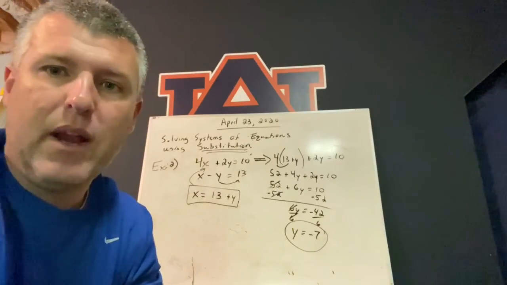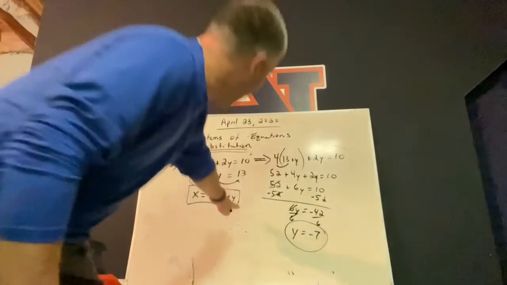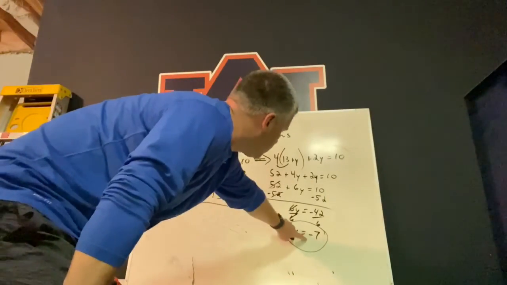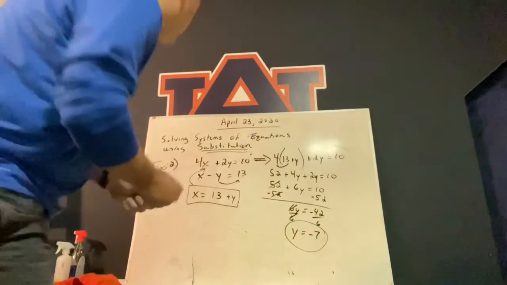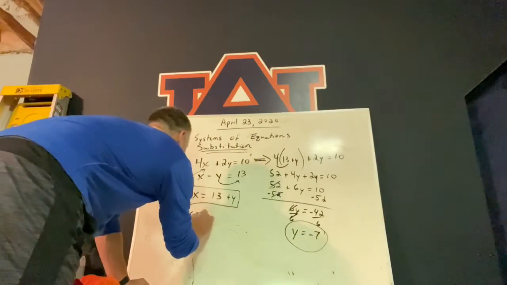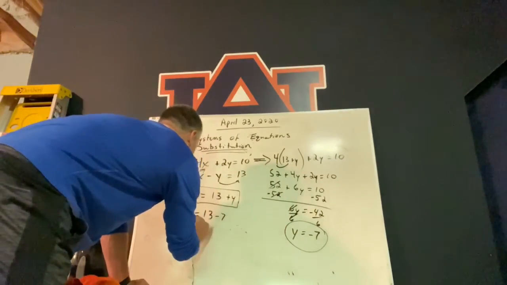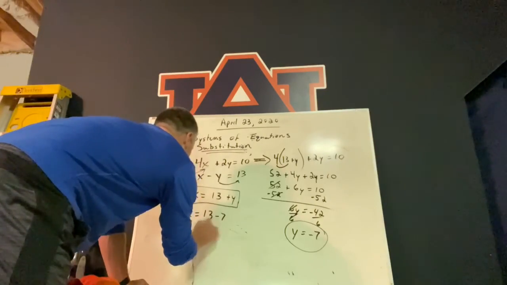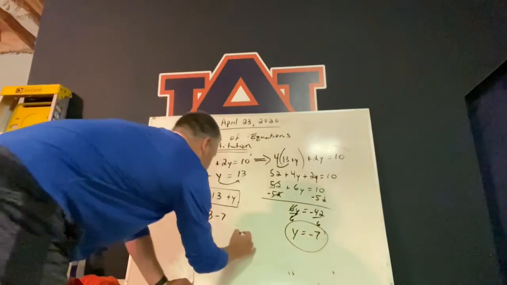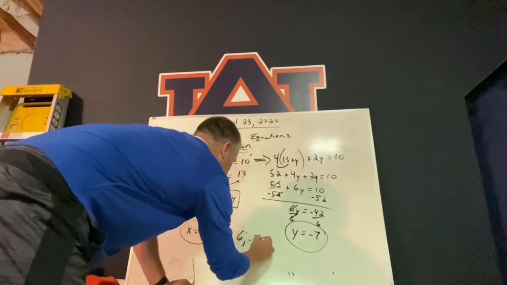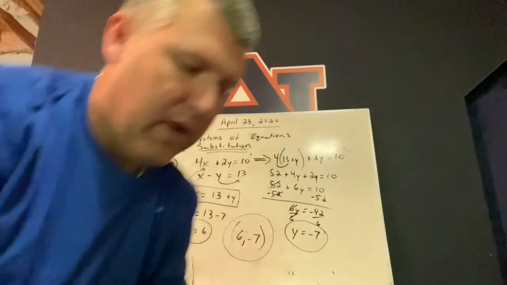Now I need to find out what x is. But look how simple. Don't go back to the original. Look at where I isolated for x. Now I'm simply going to plug in y right there. So x is equal to 13, and replace this y with negative 7. So x is equal to 13 minus 7, which is 6. So x is equal to 6, y is equal to negative 7. That is our final answer.